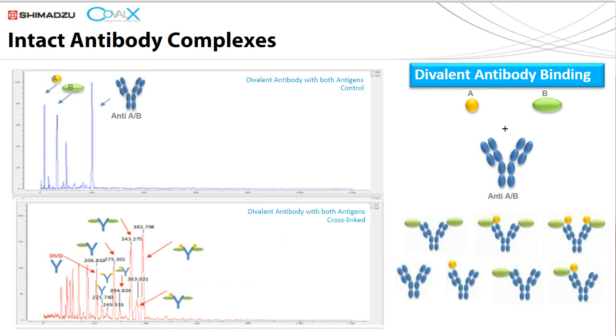A little bit bigger because it was engineered to have those longer Fabs to bind both targets at the same time. And what we were wanting to see if it's possible is to detect that full complex, if that's actually able to form that stoichiometry.